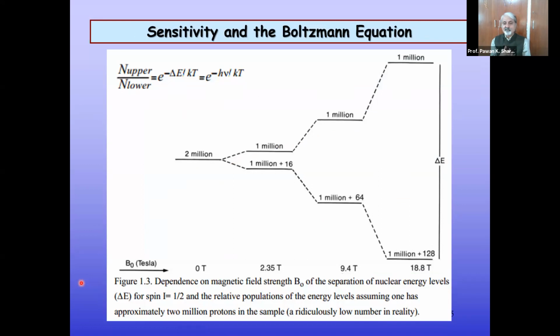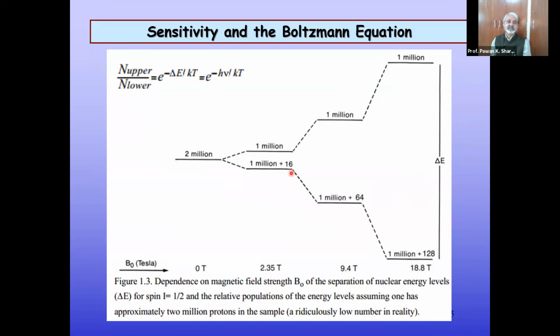Now, when there is no external magnetic field, 0 Tesla, all 2 million would be degenerate, with the same energy. But now when I go to 2.35 Tesla, that means about 100 megahertz, what would happen? Out of this 2 million, only 16 nuclei would be more in the lower energy state as compared to the higher energy. You see, this I have taken from Pavia, but this is wrong. I didn't get the time to change it.